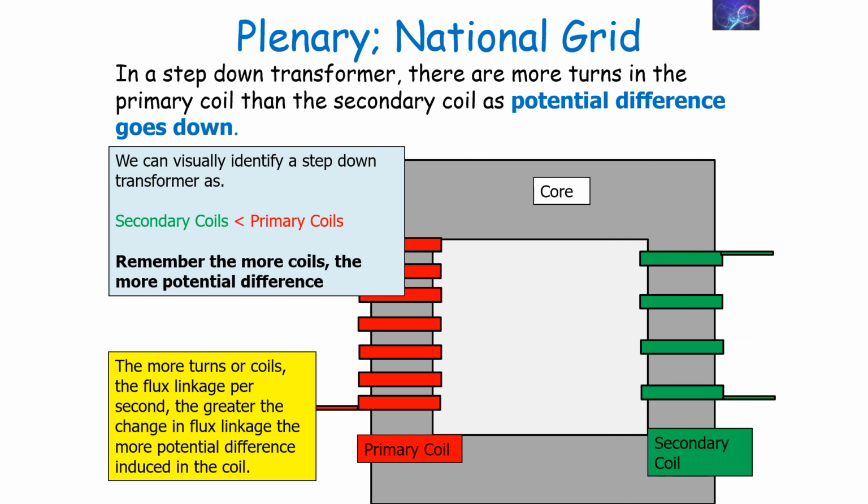so the more potential difference is induced in the coil. Now the other way to identify a step-down transformer is saying the number of primary coils is greater than the number of secondary coils, because in the step-down transformer there are more turns in the primary coil than the secondary coil as the potential difference goes down, because like we said before, the more turns or coils, the greater the flux linkage per second, the greater the change in flux linkage per second, so therefore the more potential difference induced in the coil.